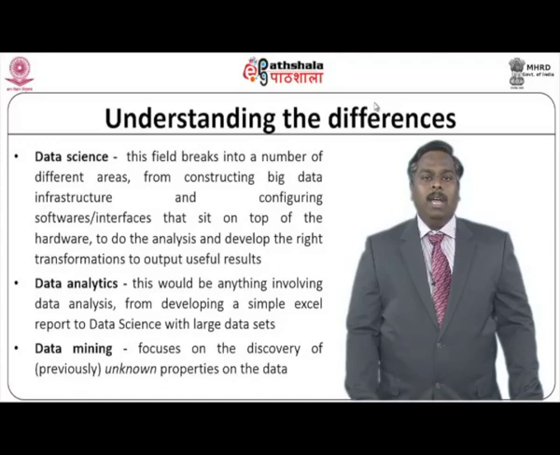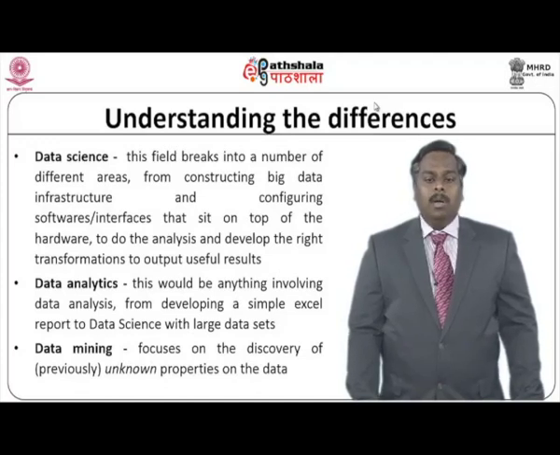And finally, we have the term data mining. Fundamentally, data mining focuses on discovery of unknown properties and using these properties for the purpose of explaining a pattern. So, data mining deals with discovering previously unknown or hidden patterns from the given data set.